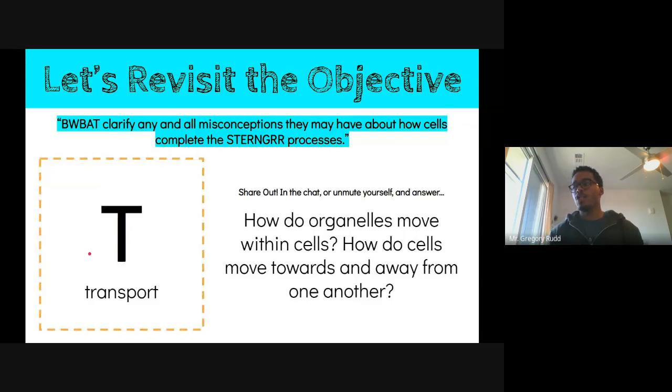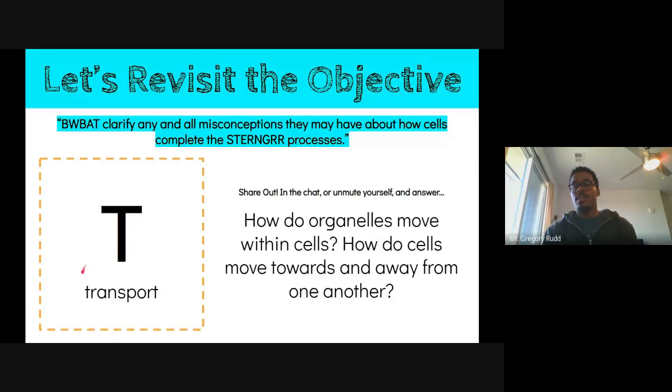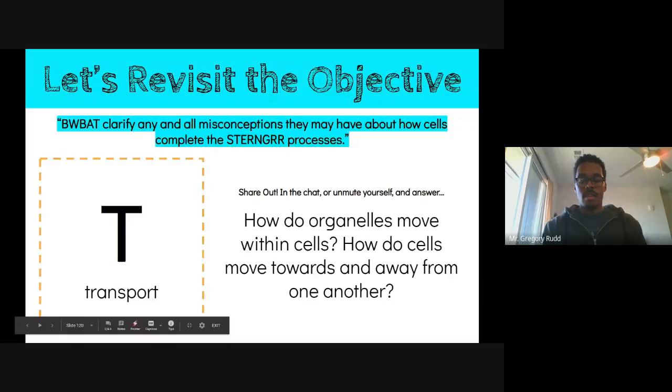The T in STURGEON stands for transport. So 2 questions here. How do organelles move within cells? So the actual organelles inside of a cell, how do they move around? And then the second question, how do cells move towards and away from one another or from a specific environment? What can you think about? We don't really typically think of it as an organelle, but what's the feature of a cell that allows for movement in the entire cytoplasm? Excellent, Abigail. So that's one that we didn't mention today, but Abigail reminds us of cytoplasm.